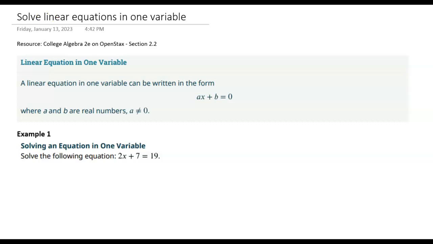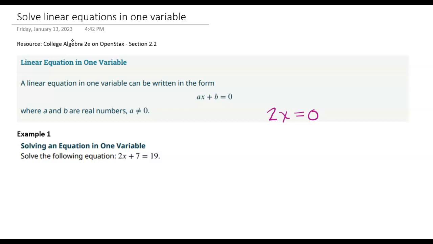This video is going to be about solving linear equations with one variable. A linear equation is one which you can write in the form ax plus b equals 0, where a and b are real numbers and a is never 0. However, b could be 0. So we could say that 2x equals 0 would be a linear equation where b is 0.